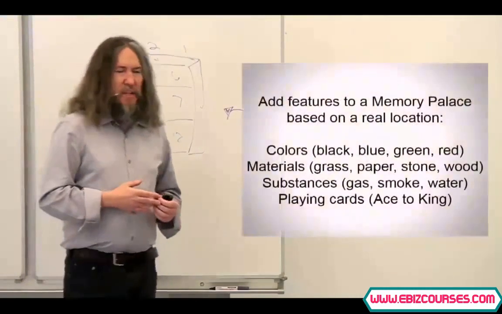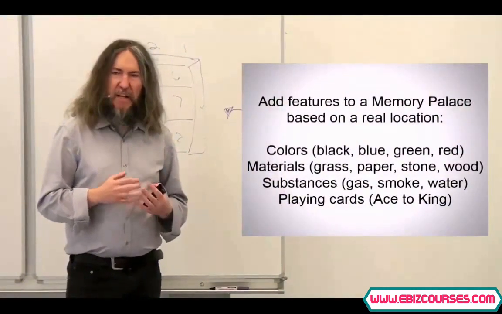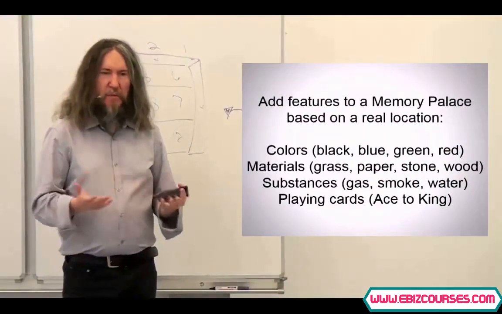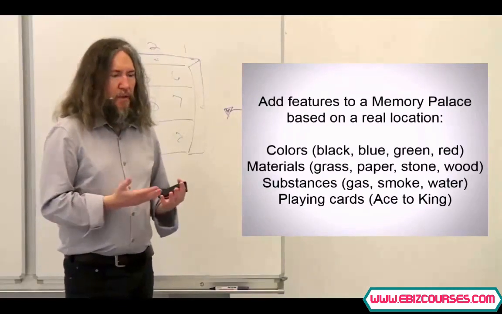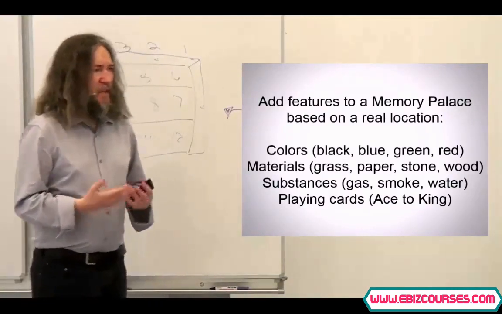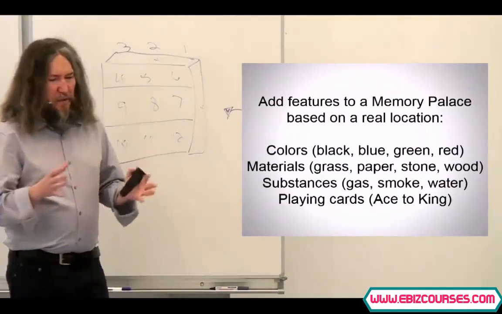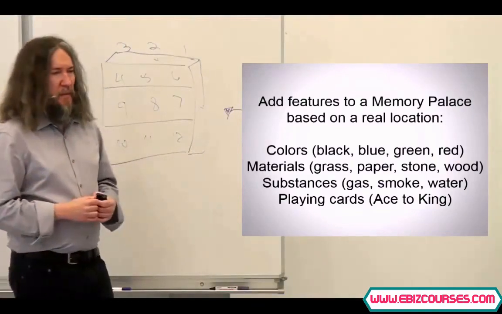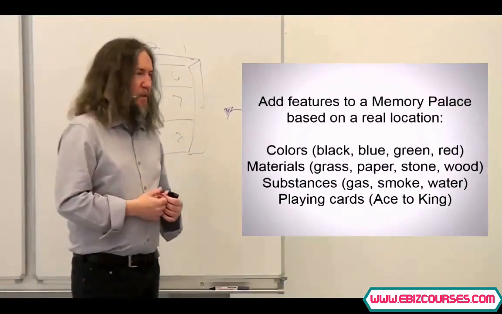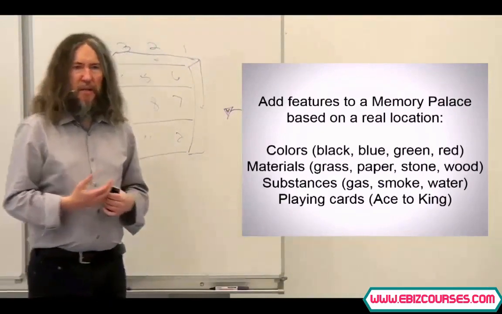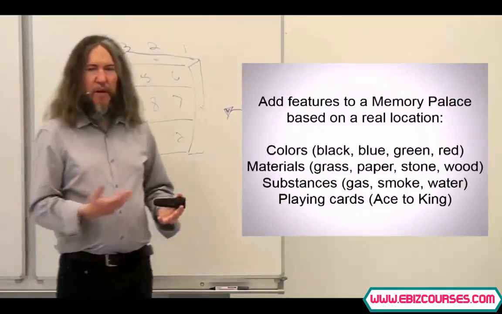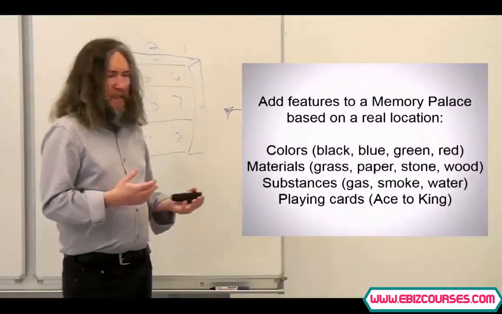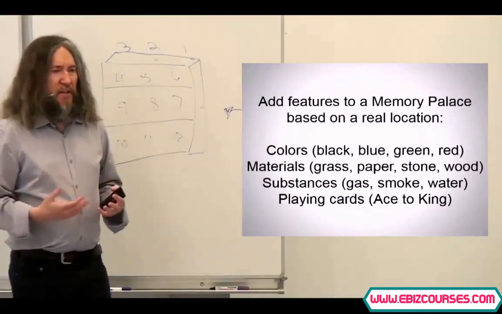Basically what you're doing is you're taking a real memory palace and then you're adding a feature to it. So you have a memory palace, let's say the one that we've been using, the room in the apartment where my office is, and you see me sitting at the desk in that picture. Well, that's just the real memory palace. But if we wanted to reuse it again, we could make it black, we could make it blue, we could make it green, we could make it red, and we could also make it made out of grass. We could make it made out of stone, wood, paper, all kinds of different materials.